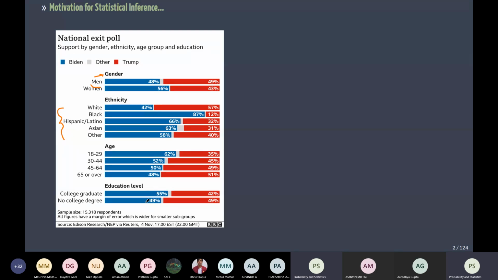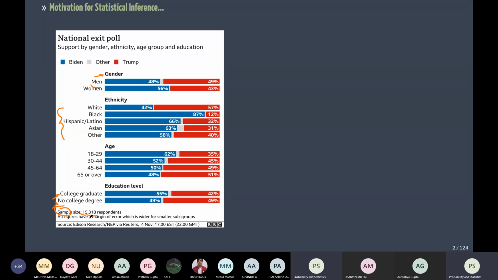Here you can see they did this on some sample size, 15,318. Also here you can see college graduate and non-college degree and so on. So data has been collected on 15,000 respondents. This corresponds to the sample size, and based on this the statistic was made. Obviously it did not contain all the population, but only some sample population was taken.